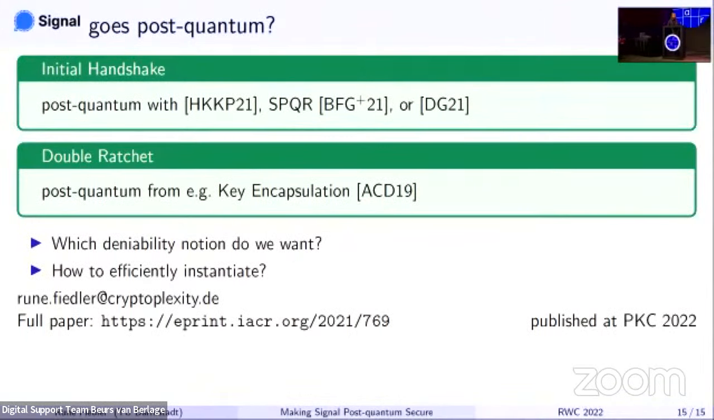So to conclude, how do we get Signal to be post-quantum? We have several suggestions for how to replace the initial handshake protocol. We can use the protocol from Hashimoto et al., our SPQR, or the suggestion from Lobson and Galbraith. And for the double ratchet protocol, we can use for example, the construction from key encapsulation mechanisms by Alwen et al.